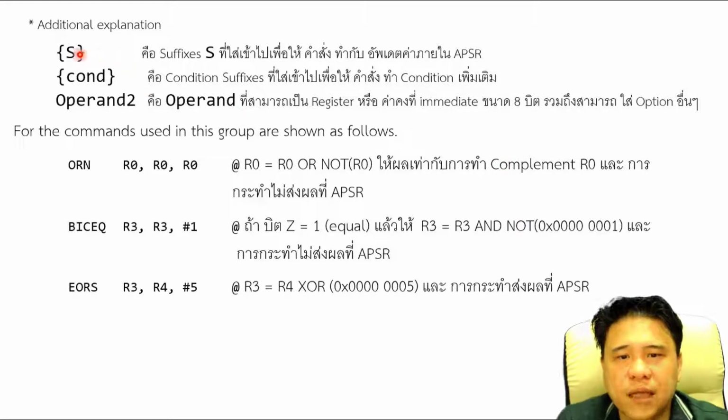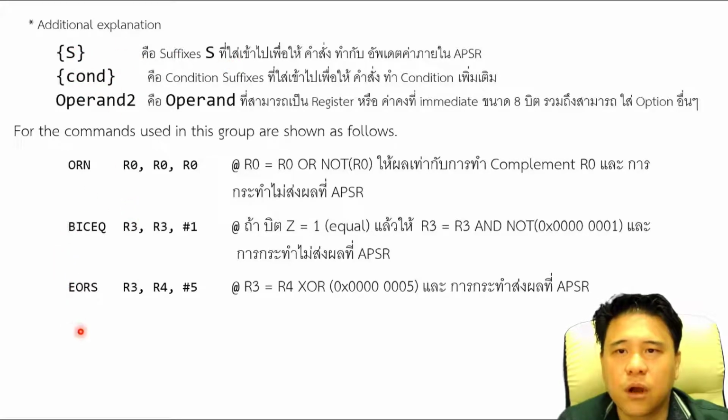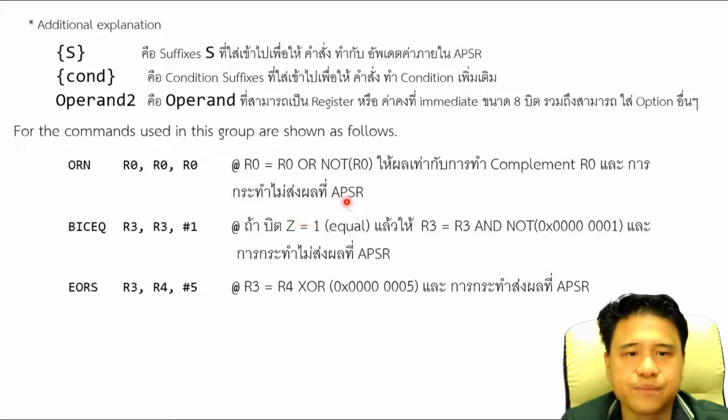For the S and cond, you already know, and the operand, you already know how we can find the value and what's going to happen if you attach S and also the suffix condition to our commands. Then this is the first example, ORN. For ORN R0, R0, and R0, it means that R0 equals R0 OR with NOT R0. Okay, and this one we don't put S in here. It means that this operation will not affect the APSR register at all.